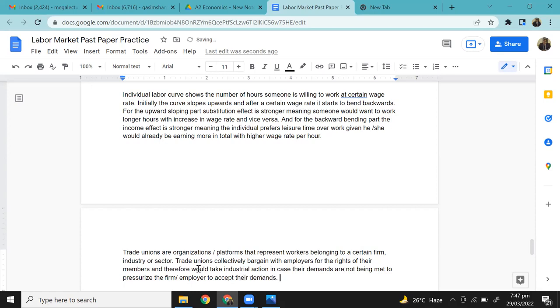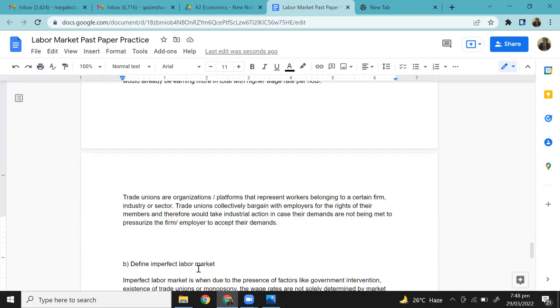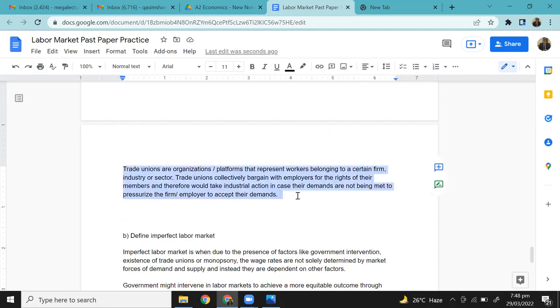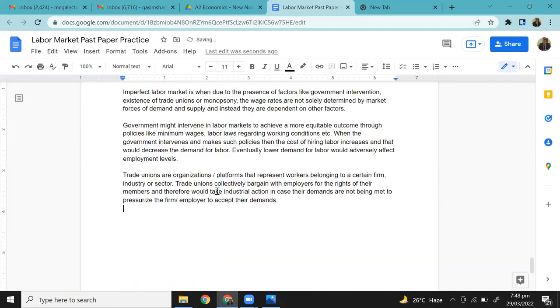Okay, now have a look at this. We have explained so far what a trade union is and how trade unions operate. Trade unions are organizations, a platform that represents workers in a certain sector or firm and so on. The objective of a trade union is to protect the rights of their members. So all the workers who are their members, it's the trade union's job to protect the rights of their members. Now, what do they do in case their demands are not being met? They will take industrial action.